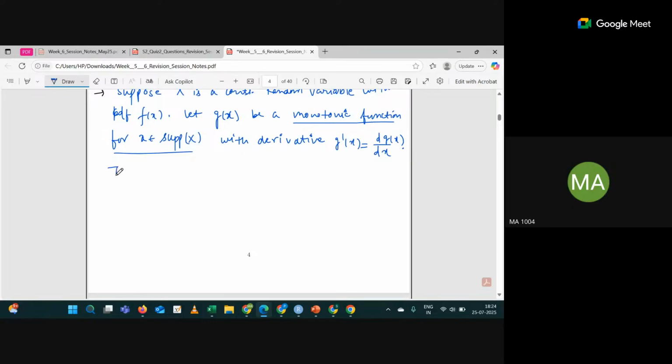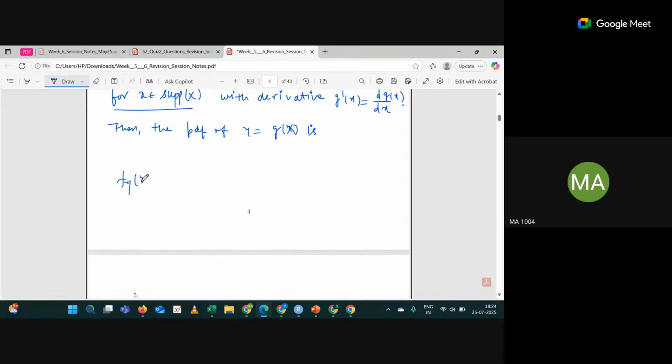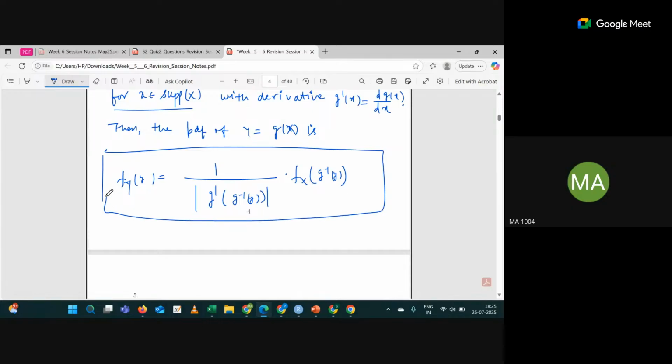Then the PDF of y, the function of x, you can directly apply this theorem. f_Y of y is nothing but 1 upon g dash of g inverse of y, into f_X of g inverse of y. So what you have to check is that, for the given support of your random variable, the function should be monotonic as well as differentiable.